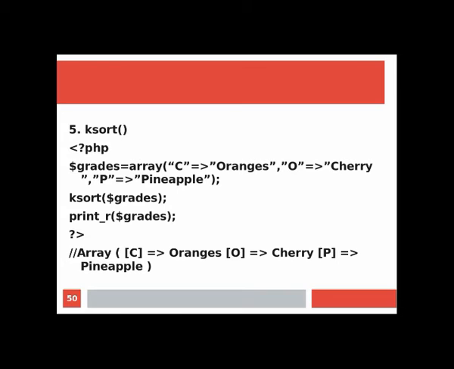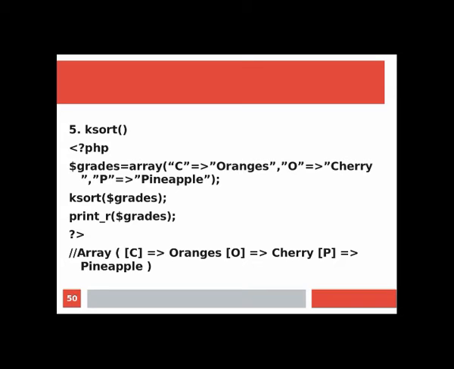Then next is ksort. The ksort function sorts the keys of arrays. See here what I am saying. The ksort function sorts the keys of arrays in ascending order. That's why the syntax is ksort in bracket target array. You see an example here again.